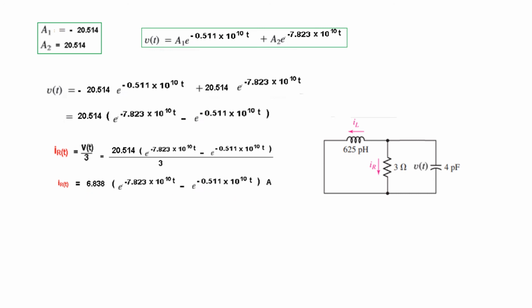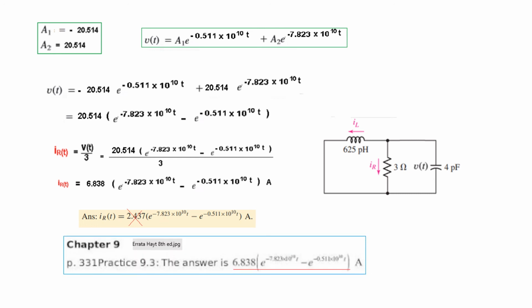Now I spent a couple of days because my answer was not matching the answer given in the book. The answer given in the book is 2.437. So after trying a couple of times, I thought why not look for the errata of the book. Fortunately, there was an errata available. In the errata, the correct answer is 6.838 in this term. So our answer is also 6.838. So this is the correct answer.